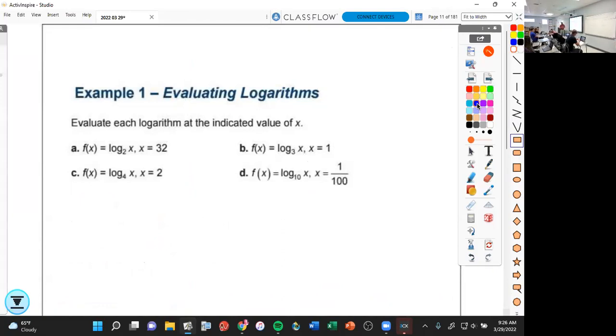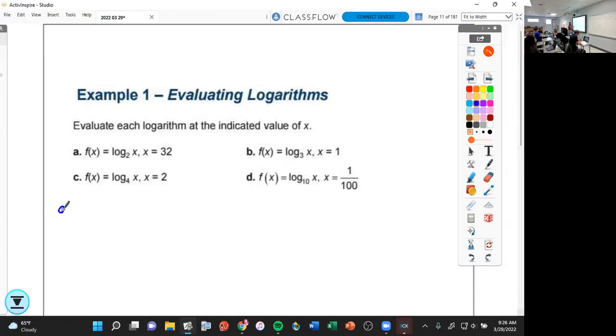F of x equals log base 2 of x. X is 32. Part A is telling us, what is log base 2 of 32? That's what it's asking, right?